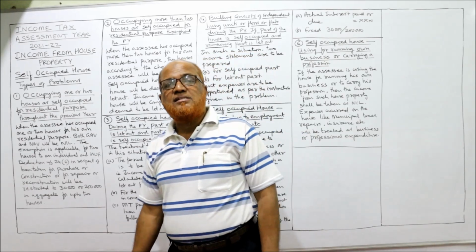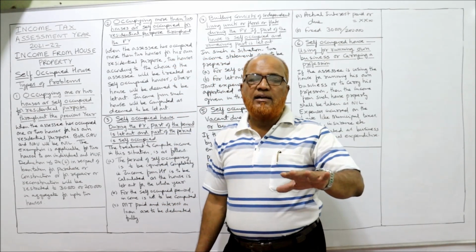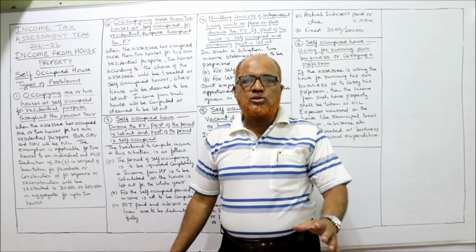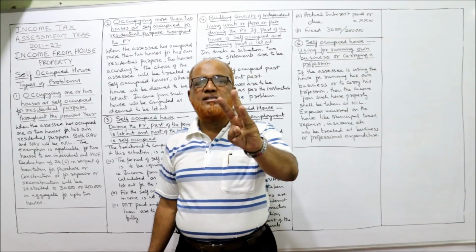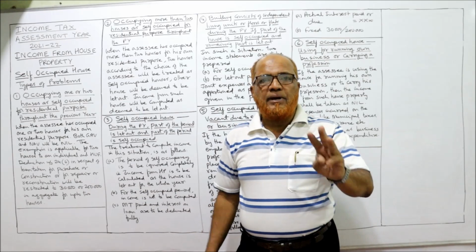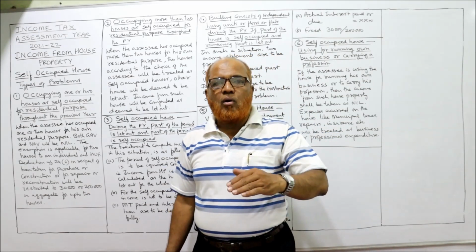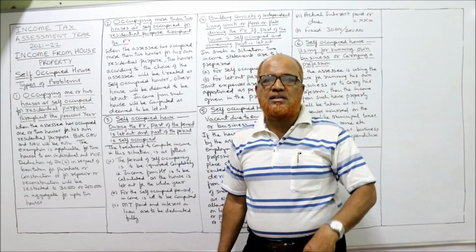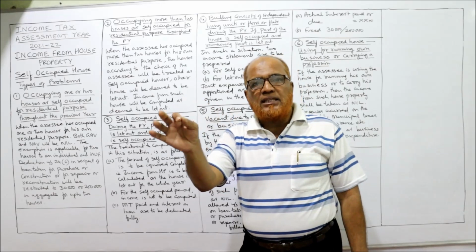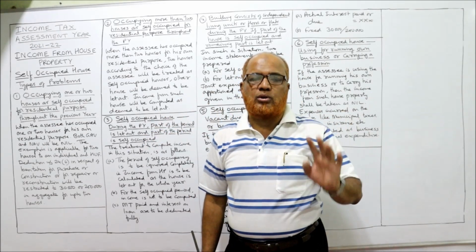Now, occupying more than two houses as self-occupied for residential purpose throughout the previous year. What will happen if an assessee occupies more than two houses? More than two houses means three or more. Suppose a person is keeping three houses as self-occupied, he has not let them out. The Income Tax Act says, according to the choice of the assessee, he can choose any two houses as self-occupied, and the third house will be treated as deemed to be let out.